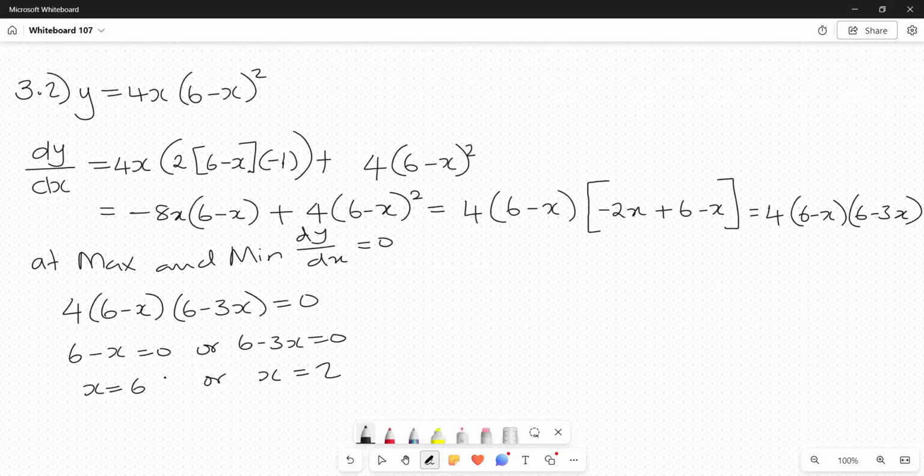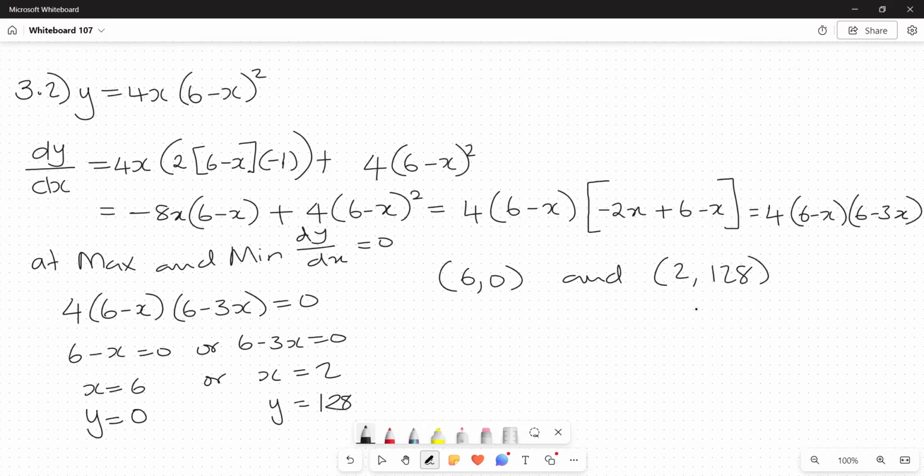Okay. So if x is 6 or x is 2, we need to find the corresponding y value. So we take 6, we substitute it there, we will obviously get 0, and when we multiply, we get y is 0. And here, if x is 2, we have 4 times 2 is 8. And here 6 minus 2 is 4. 4 squared is 16. 16 times 8. We get 128. Okay, so our turning points, we have 6, 0, and 2, 128.